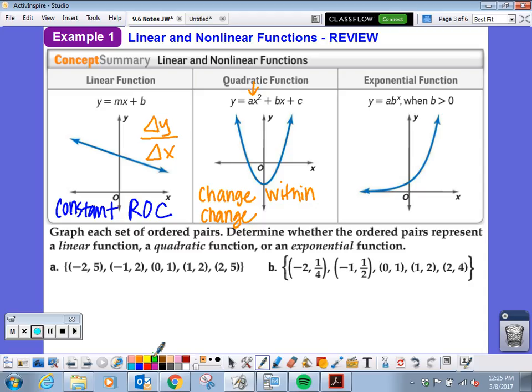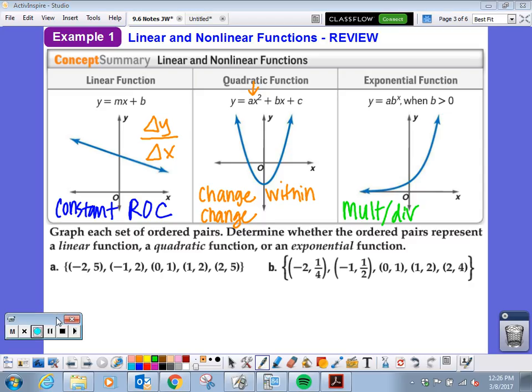Okay, and then exponential, that's something that's growing or decreasing really quickly. So that is going to be when you're multiplying by the same amount. So multiplying or dividing by the same amount. Okay, because linear would be adding or subtracting by the same amount. Exponential is multiplying or dividing by the same amount.